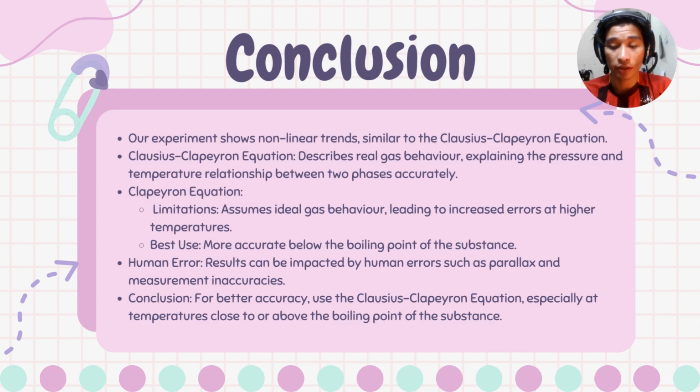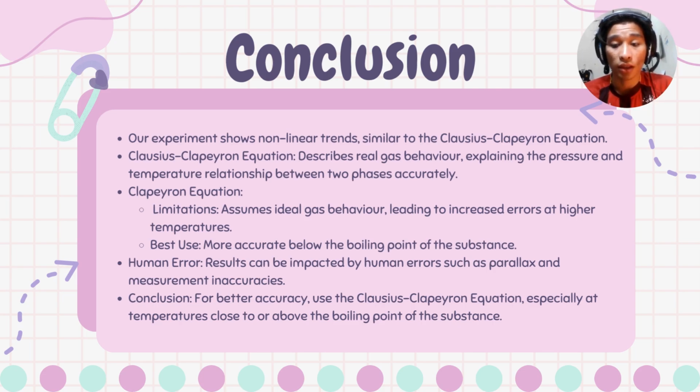Lastly, the conclusion. Our experiment shows a nonlinear trend similar to the Clausius-Clapeyron equation. The Clausius-Clapeyron equation describes real gas behavior, explaining the pressure and temperature relationship between two phases accurately. The Clapeyron equation's limitation is that it assumes ideal gas behavior. This leads to increased errors at high temperature, and it is more accurate below the boiling point of the substance.